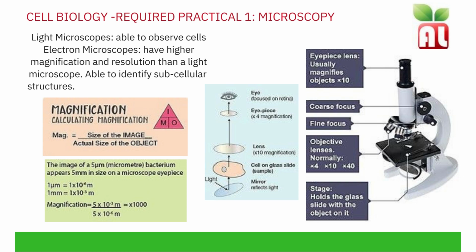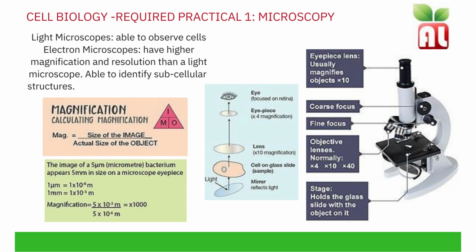Due to cells being so small, you can normally measure the actual size of a cell in the micrometer scale. 1 micrometer is 1 times 10 to the minus 6 of a meter. 1 millimeter is 1 times 10 to the minus 3 of a meter. We can use this to convert between micrometers and millimeters.